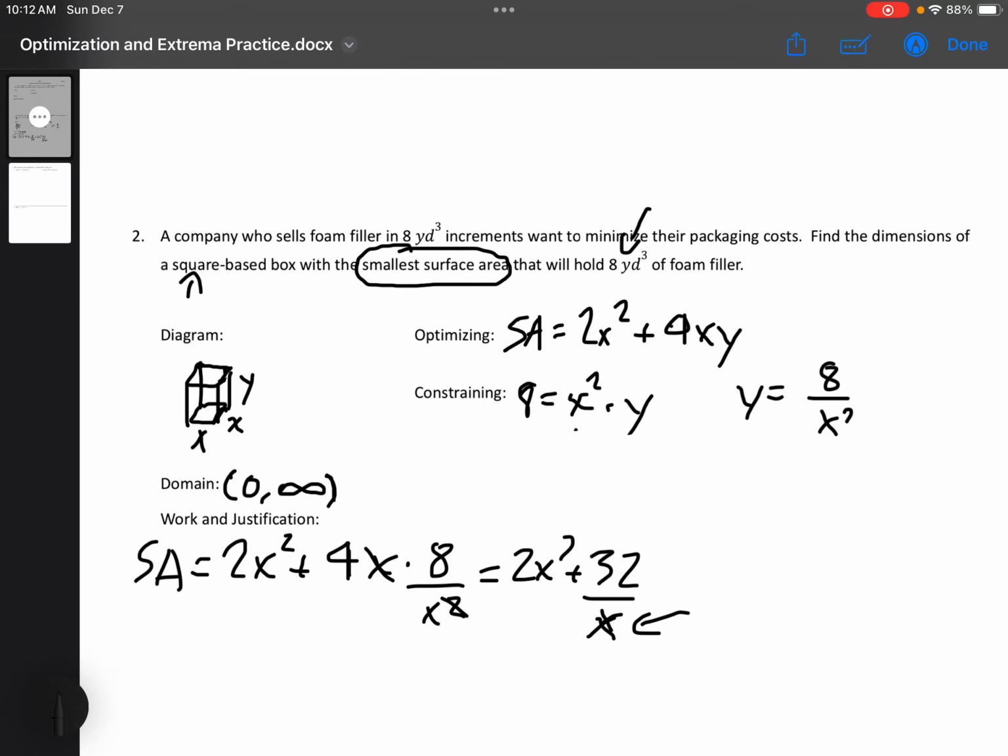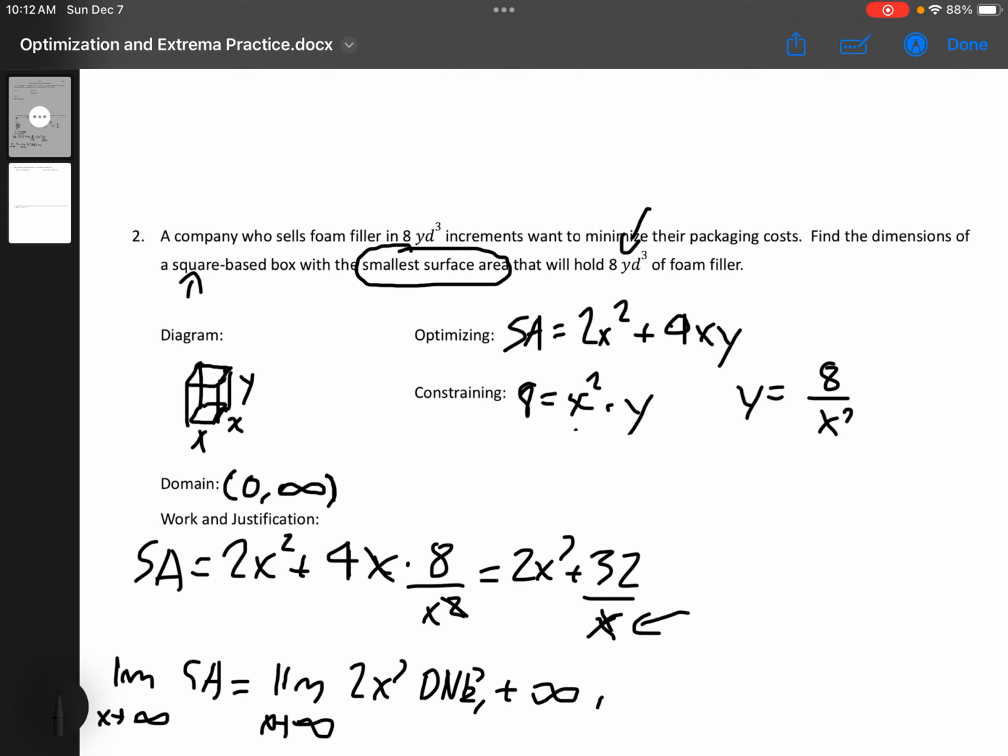Instead, if you take the limit as x approaches infinity of the surface area equation, 2x squared plus 32 over x, what's the highest power or highest exponent? It's 2x squared. So the limit as x approaches infinity of 2x squared does not exist, going to positive infinity. Since it's going to positive infinity, an absolute maximum does not exist.